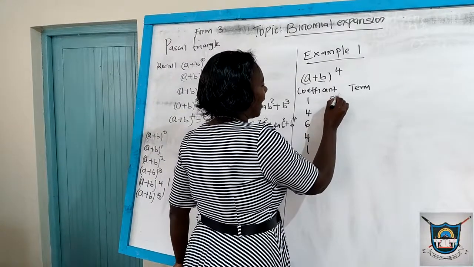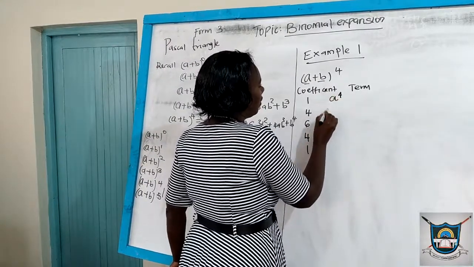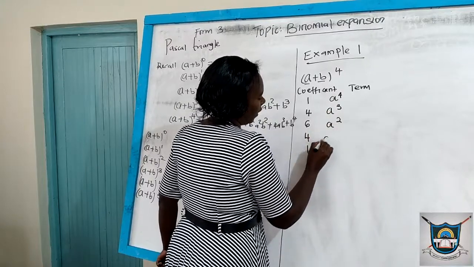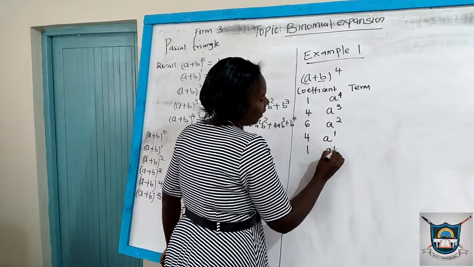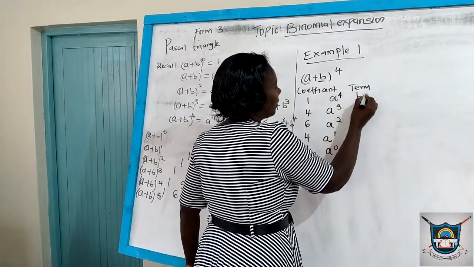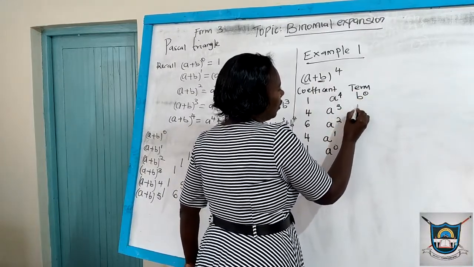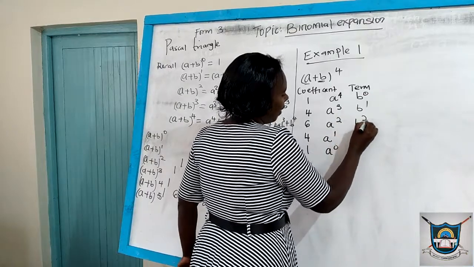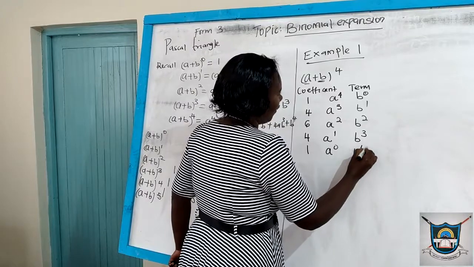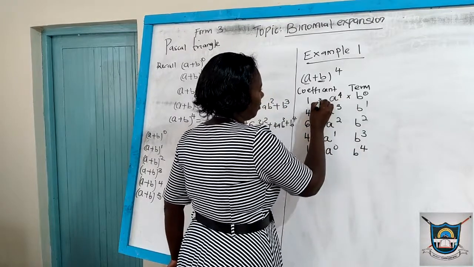So we multiply a to power 4, and we move on like that: a to power 3, a to power 2, a to power 1, a to power 0. The second term, we start with the lowest power, which is b to power 0, b to power 1, b to power 2, to power 3, to power 4, and we multiply them.